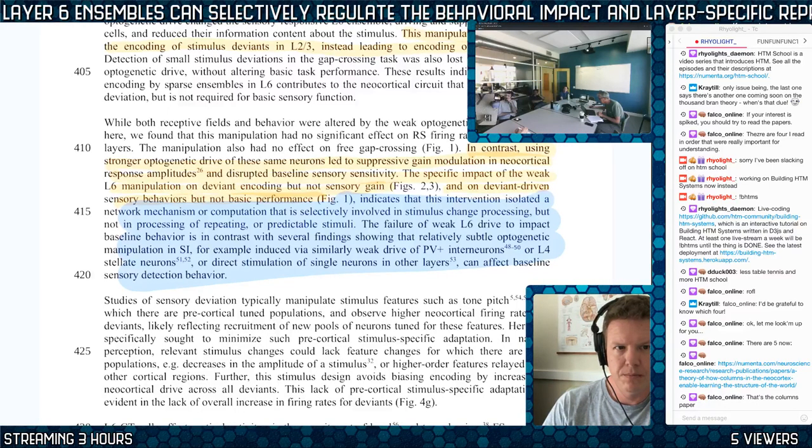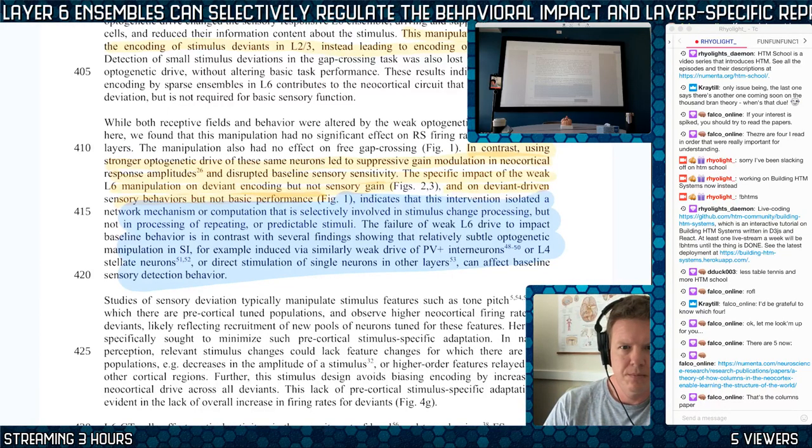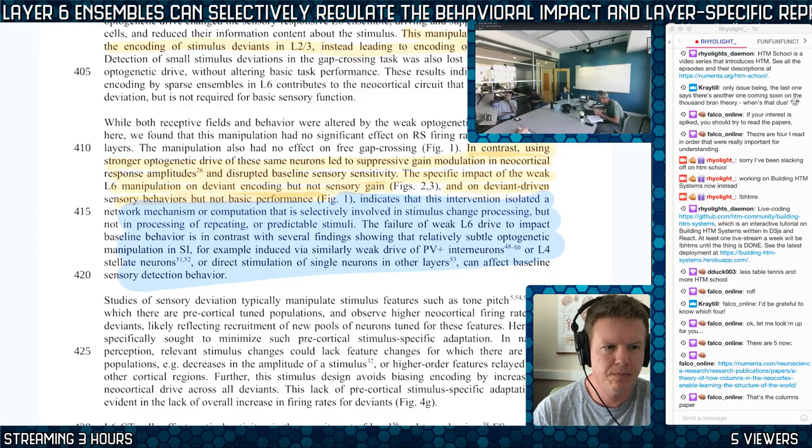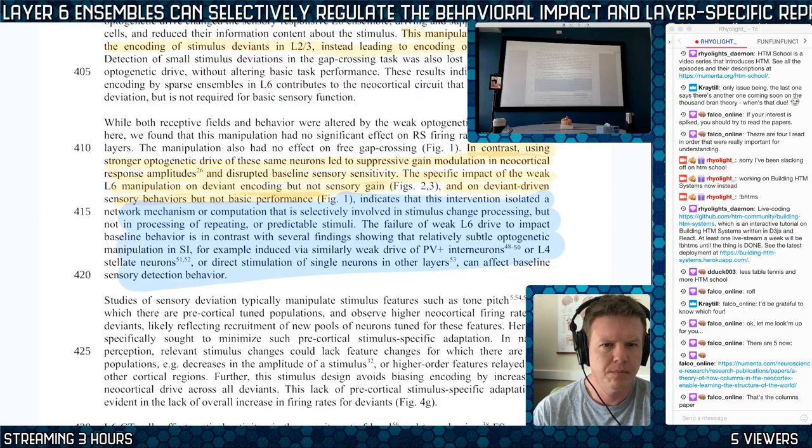So the failure of the weak layer 6 activation to impact baseline behavior, in contrast to several findings showing that relatively subtle optogenetic manipulation in S1, for example, induced responsivity. They're basically saying layer 6 seems to be this deviant detector. And there's different.